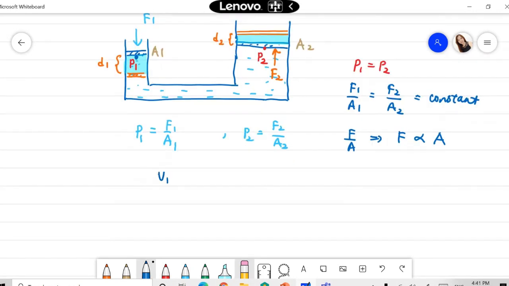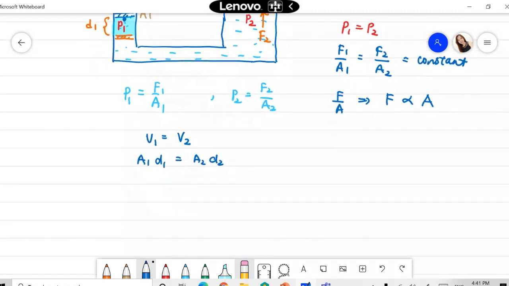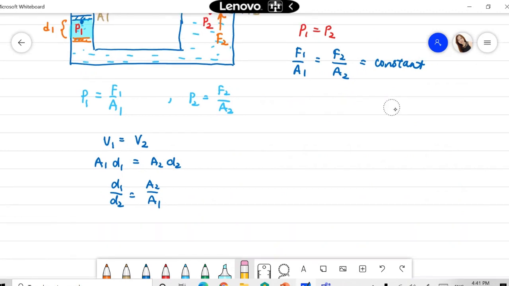So how to get the volume? V1 is equal to V2. V1 means this part, V2 means here. V means the cross-section area multiplied with the displacement. V2 will be A2 multiplied with the displacement D2. So D1 over D2 is equal to A2 over A1. And from Pascal principle, F1 over A1 is equal to F2 over A2. So I rearrange the Pascal principle to make it a ratio of A2 to A1. A2 to A1 is equal to F2 to F1.